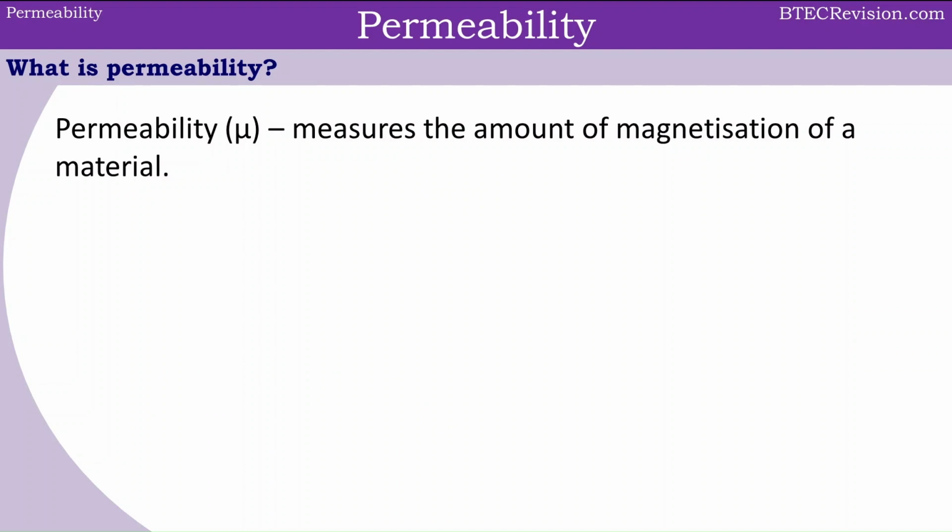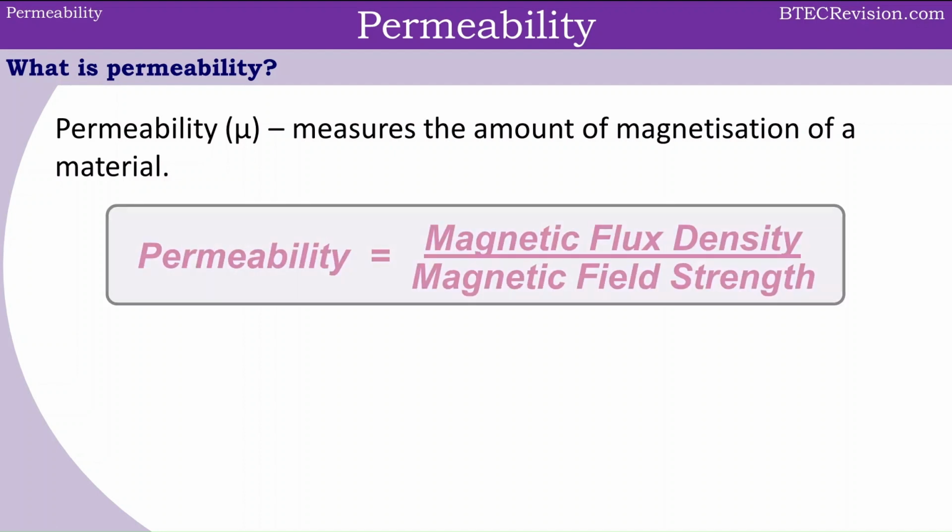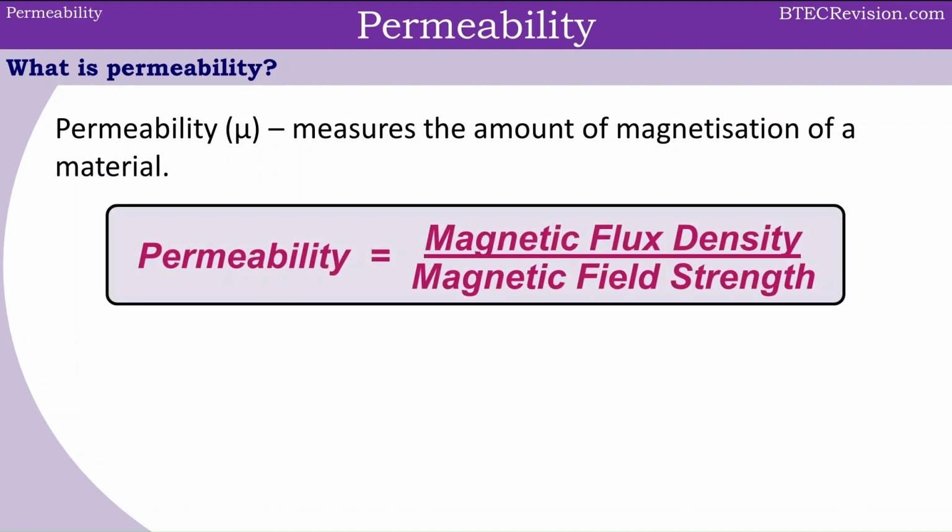What is permeability? Permeability measures the amount of magnetization of a material. We can use the lowercase mu to represent permeability, and we can calculate it with this equation, which is equal to magnetic flux density divided by magnetic field strength. The short form is mu equals B divided by H.